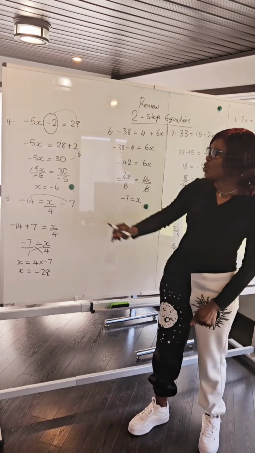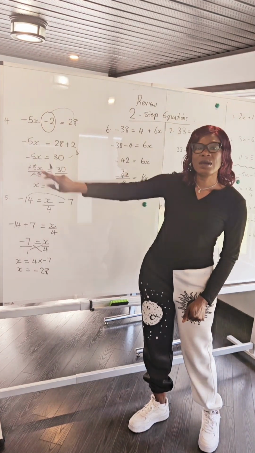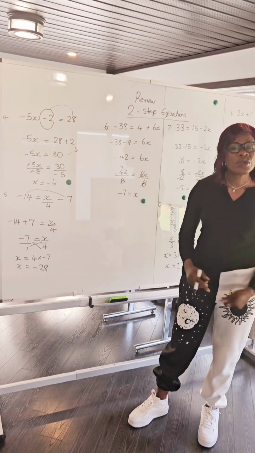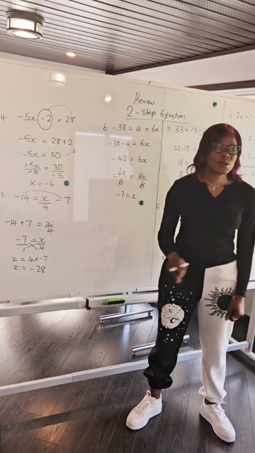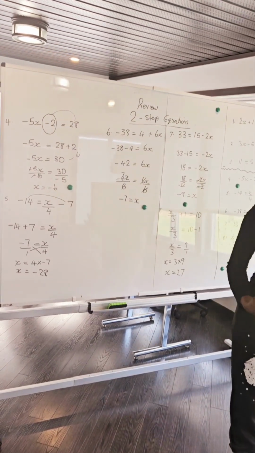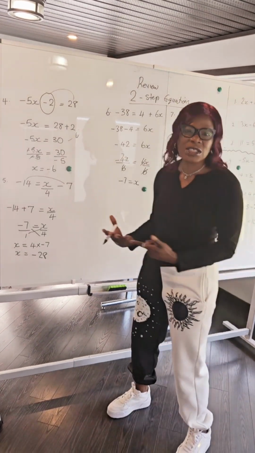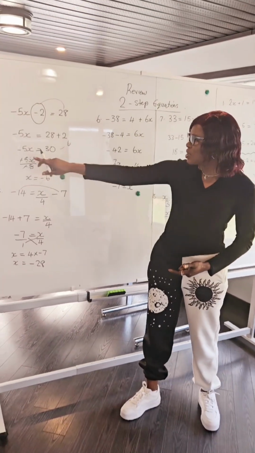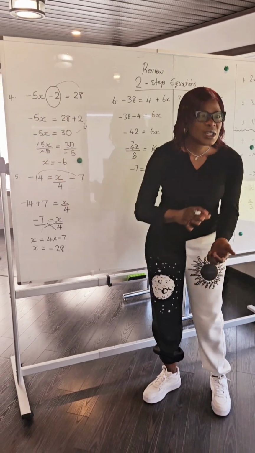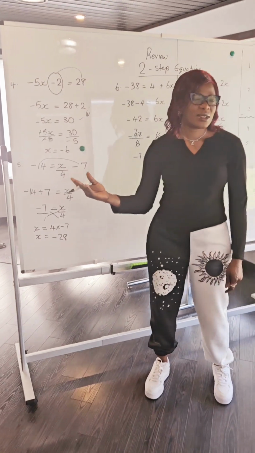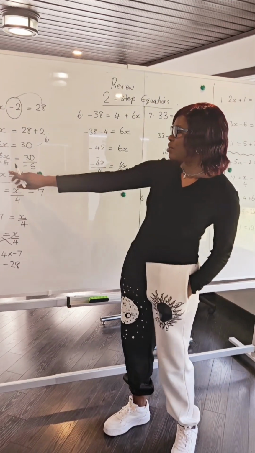The second operation is to eliminate the coefficient. And what is my coefficient here? My coefficient is -5. So what do I need to do to eliminate -5? All I need to do is divide by the coefficient, which is -5. And remember, whatever you are doing on your left-hand side, you must also do to whatever you have on the right-hand side. And that is exactly what I've done here.